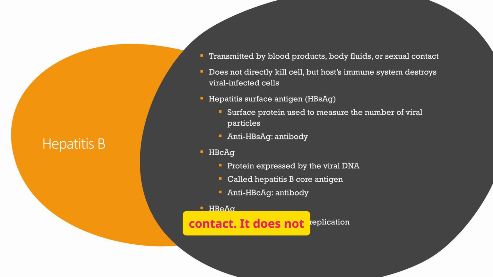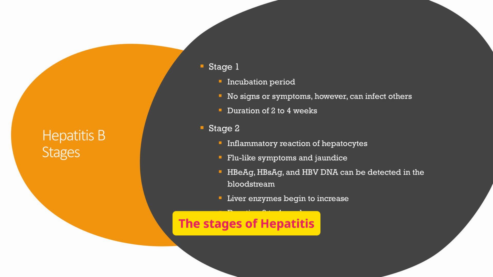It does not directly kill cells, but the host's immune system destroys virally infected cells. Hepatitis surface antigen HBsAg, HBcAg, and HBeAg are important markers for diagnosis and monitoring. The stages of hepatitis B include an incubation period with no signs or symptoms, but the ability to infect others, lasting 2 to 4 weeks.